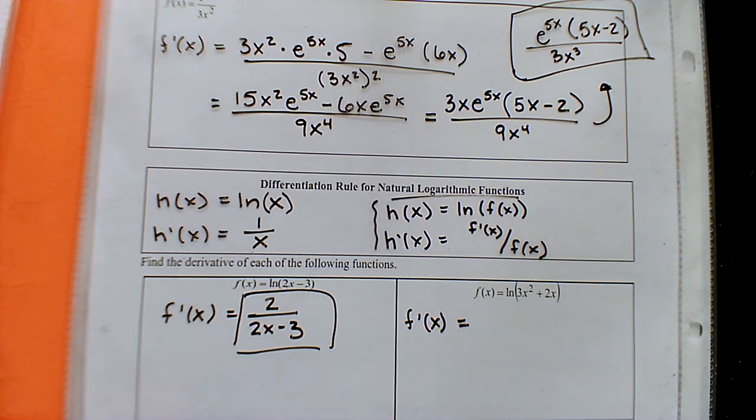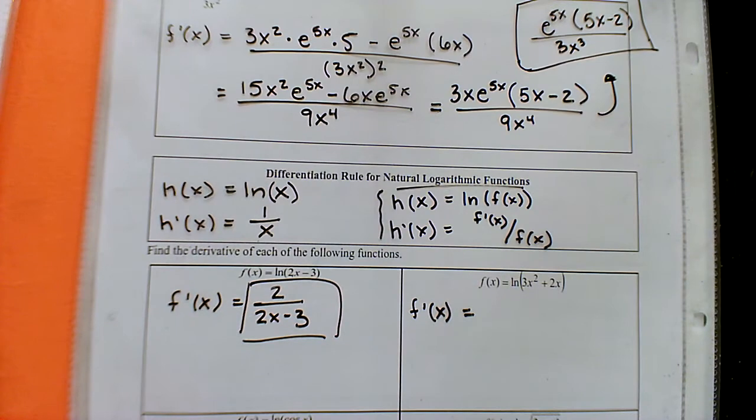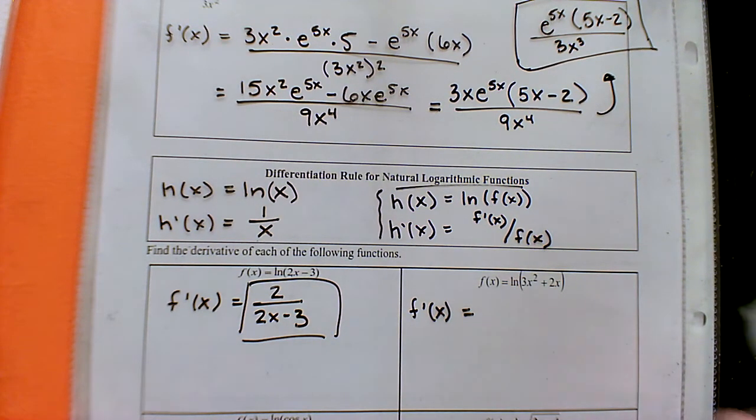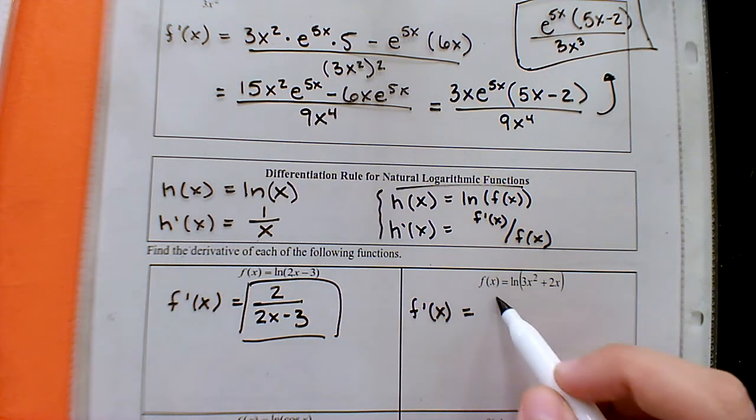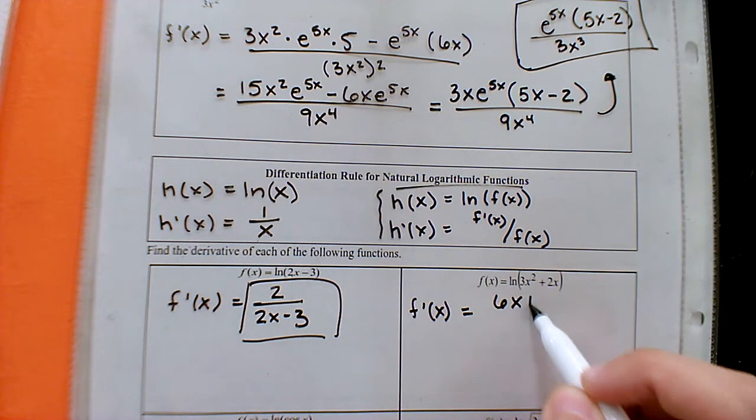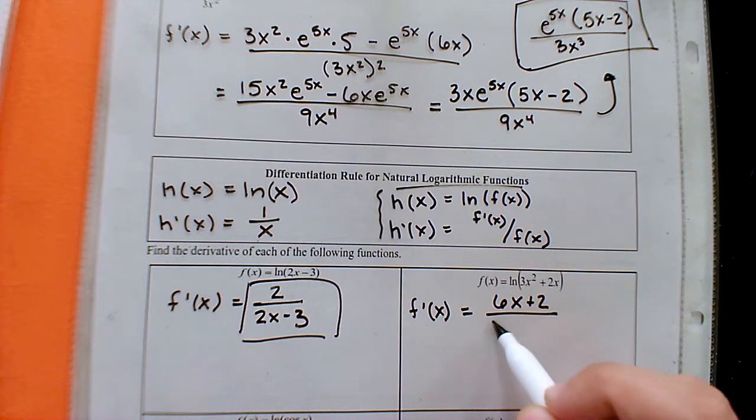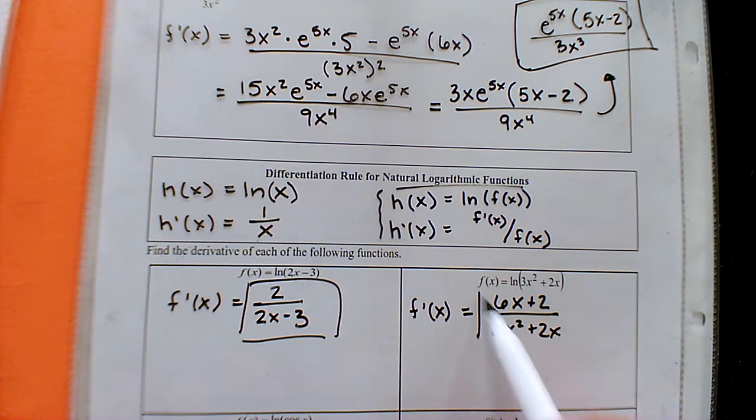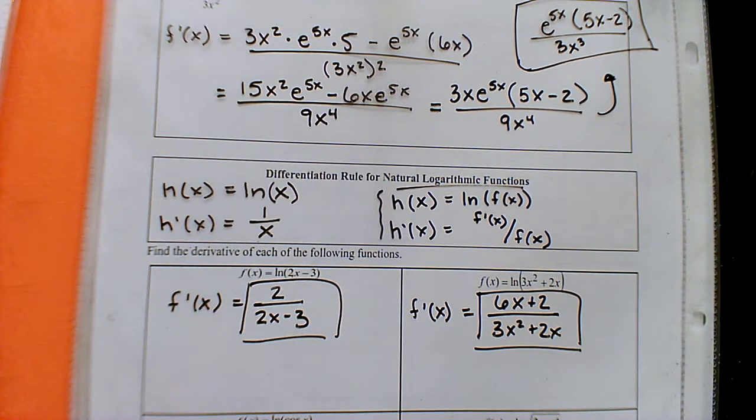The next one, again, kind of a complicated natural log because it's something other than just a simple x. We need the derivative of the inside over the inside. So that would be 6x plus 2 over 3x squared plus 2x. Simpler than we thought? Yeah.